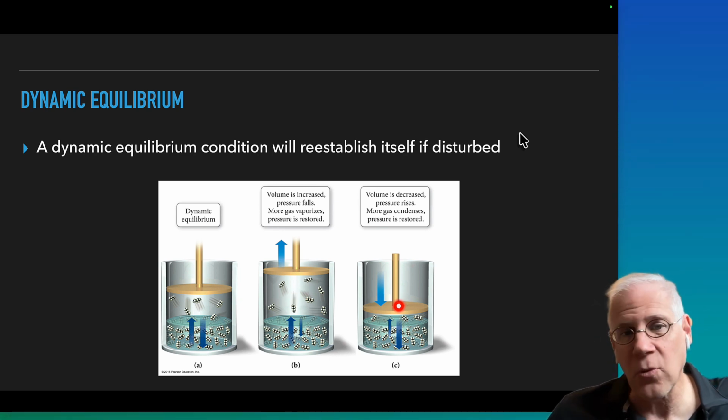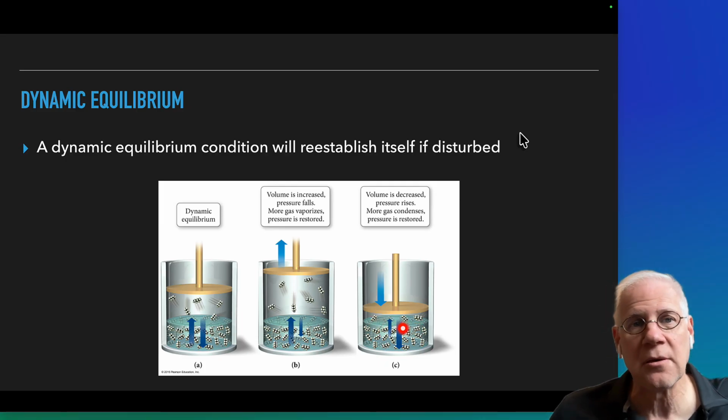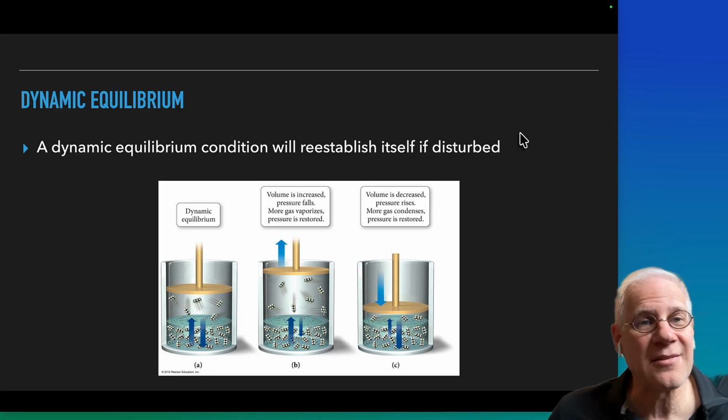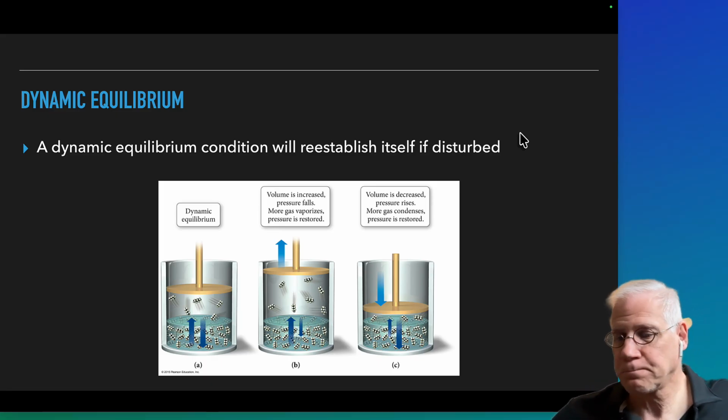Now, if we go the opposite way and we go down, we increase that pressure by decreasing the volume, then there's not as much space in here for those molecules to move. They're going to collide with the surface of the liquid more often. You're going to get more condensation initially, and so eventually you're going to have fewer molecules in the gas phase, so you're going to have a lower vapor pressure there.